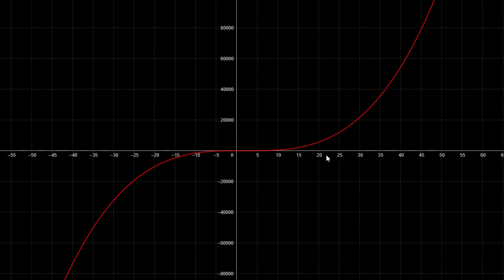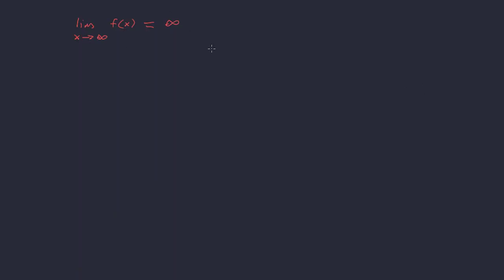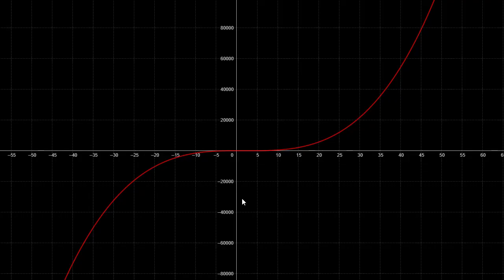Okay, so on this side, as x goes to infinity, f also goes to infinity. Okay, so here I've written it down. The limit as x goes to infinity of this red graph, I'm just calling it f, equals infinity, right?